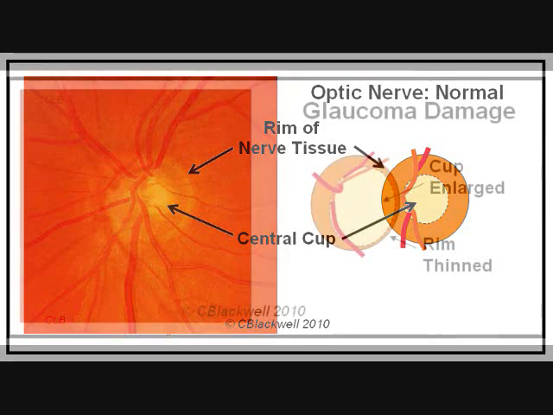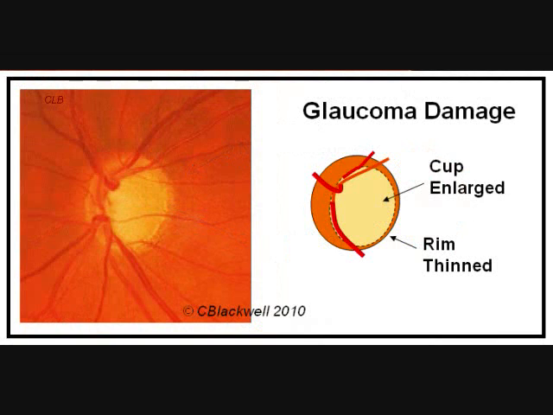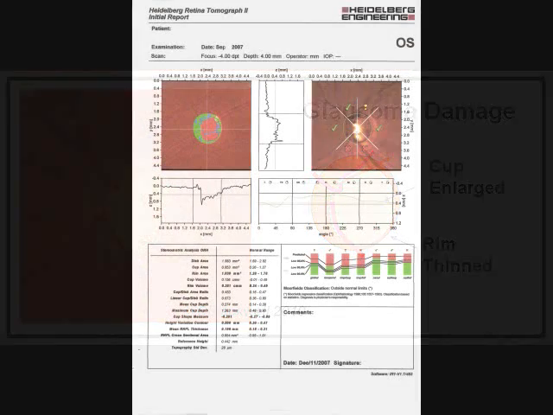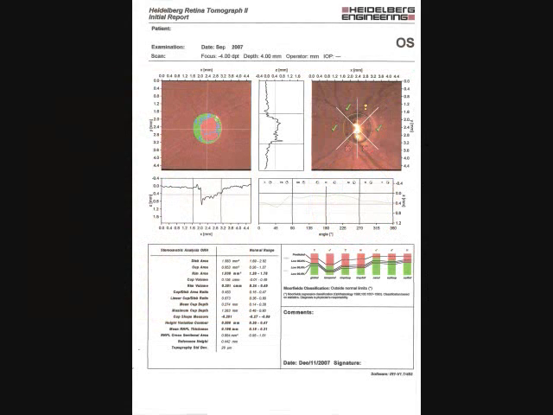When there's damage, nerve fibers are lost and the rim gets thinner. This photo shows a nerve with a lot of rim tissue loss, representing fairly advanced damage. There are several instruments available to help measure changes in the optic nerve. This is the full printout from a machine called an HRT, which gives us a detailed contour map of the optic nerve with a number of specific measurements that help us decide about the health of the nerve.